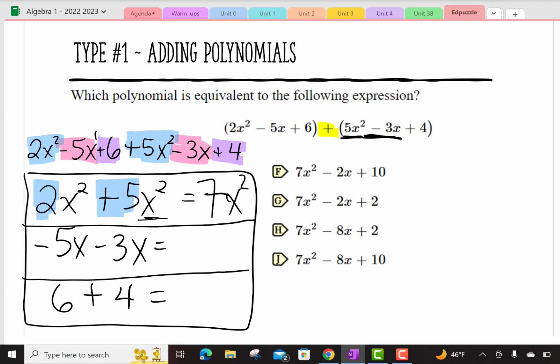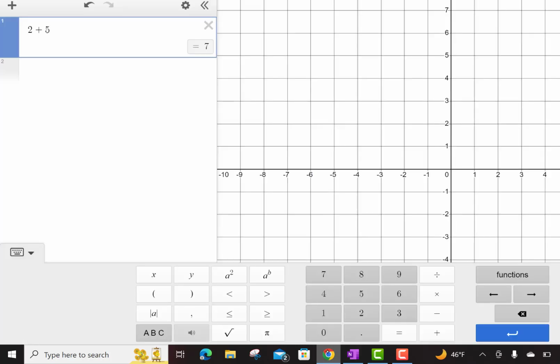Next group, we could even do the numbers first if you want. Si quieres hacer los números primero porque es fácil y no hay letras, tú puedes, right? There's no letters, so it's easier, you can do that. So 6 plus 4 is 10. Again, if you don't know, you can write it in Desmos, right? Si no sabes, tú puedes usar Desmos. So 6 plus 4 is 10.